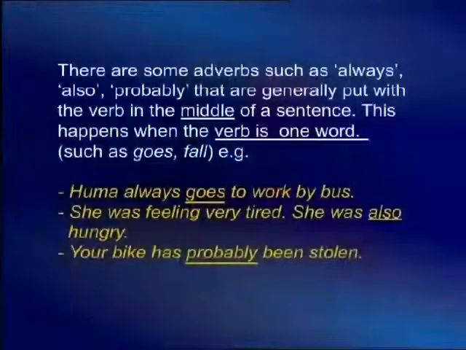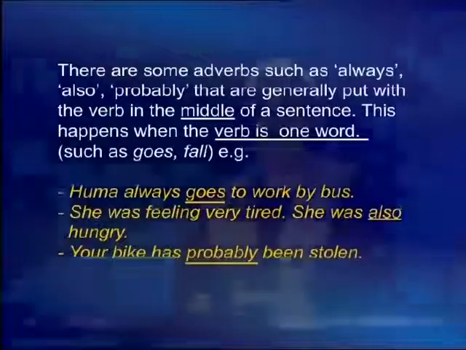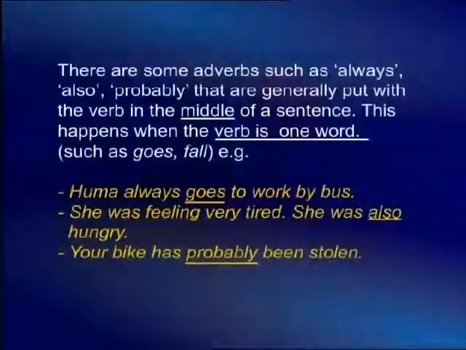For example, Huma always goes to work by bus, right? Goes is generally put in the middle of the sentence. She was feeling very tired. She was also hungry. As I said earlier, also does not begin a sentence. Take a third example. Your bike has probably been stolen.